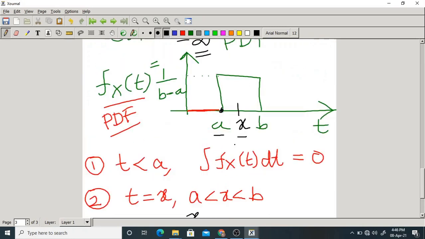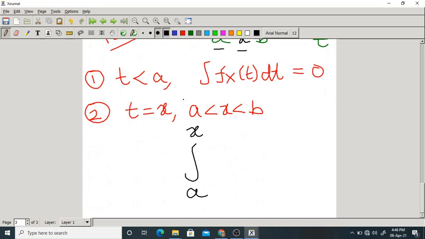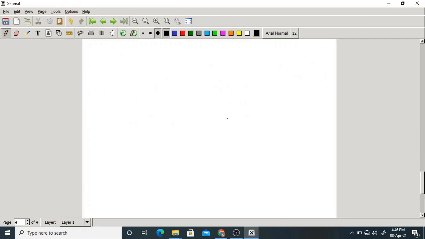Now, so what is the value of this? That is 1 by b minus a. That is constant. It does not change. 1 by b minus a dt. Then what do you get? So let me write here again. So here we are finding this from where to where? A to x, 1 by b minus a dt, equal to what now? Find out.